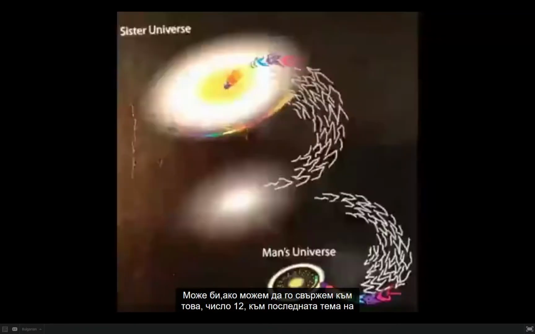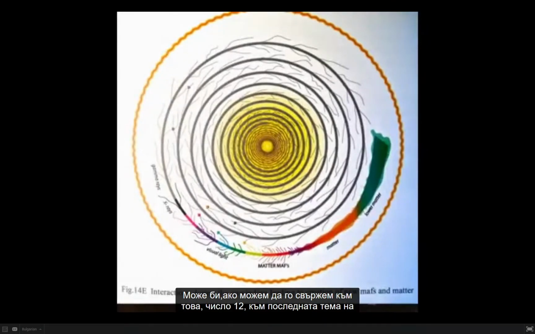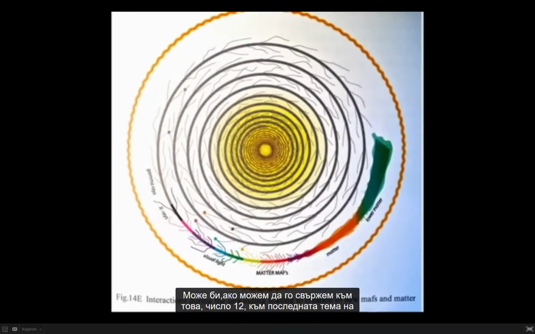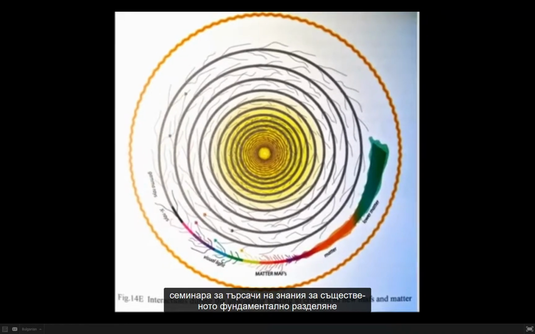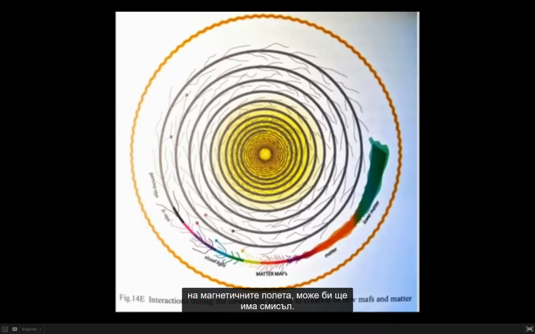Maybe we can tie this number 12 to the last topic of the Knowledge Seekers workshop, the essential fundamental division of the magnetical fields. Maybe it would make sense. Yeah, that's about it, I guess.